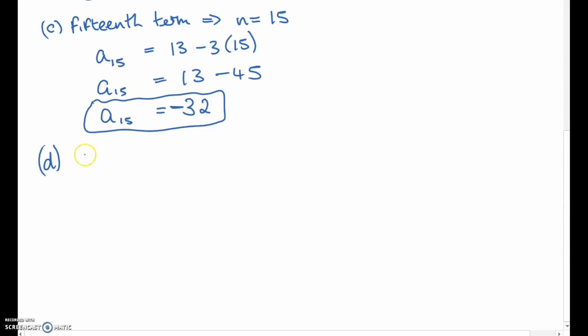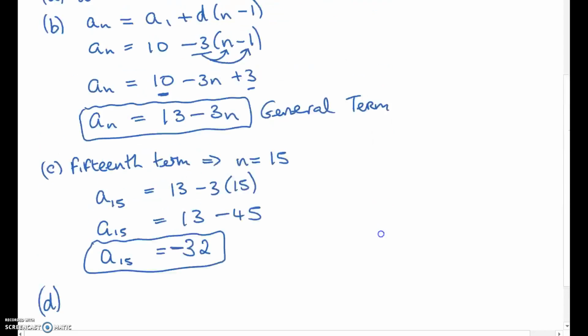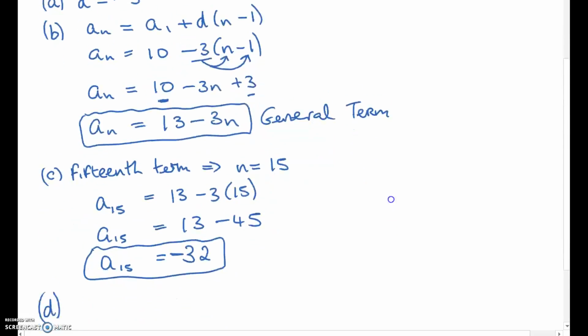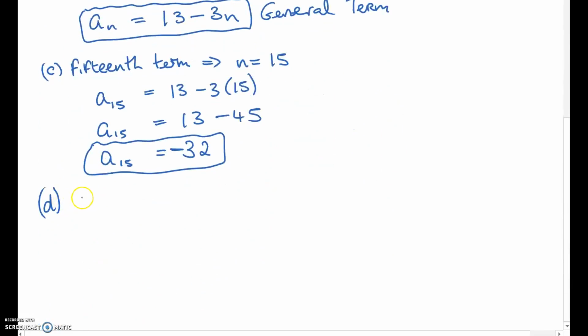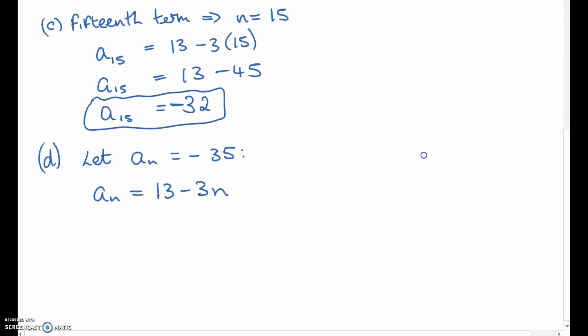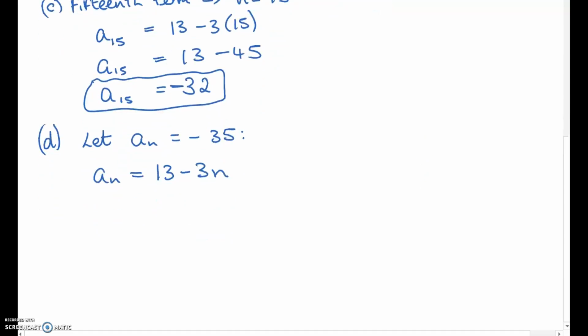What we have this time is we want to know the index for negative 35. So let A_n equal negative 35. Now, go back to the general term. Always go back to the general term when you're stuck. So A_n is 13 minus 3n is the general term. And now A_n is negative 35. So negative 35 equals 13 minus 3n.